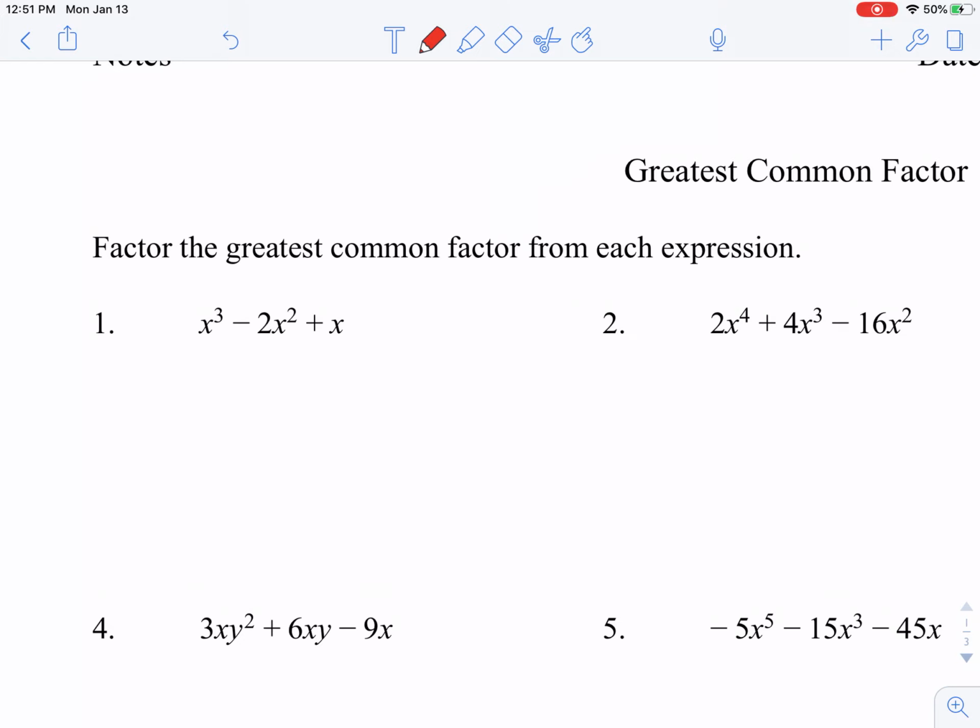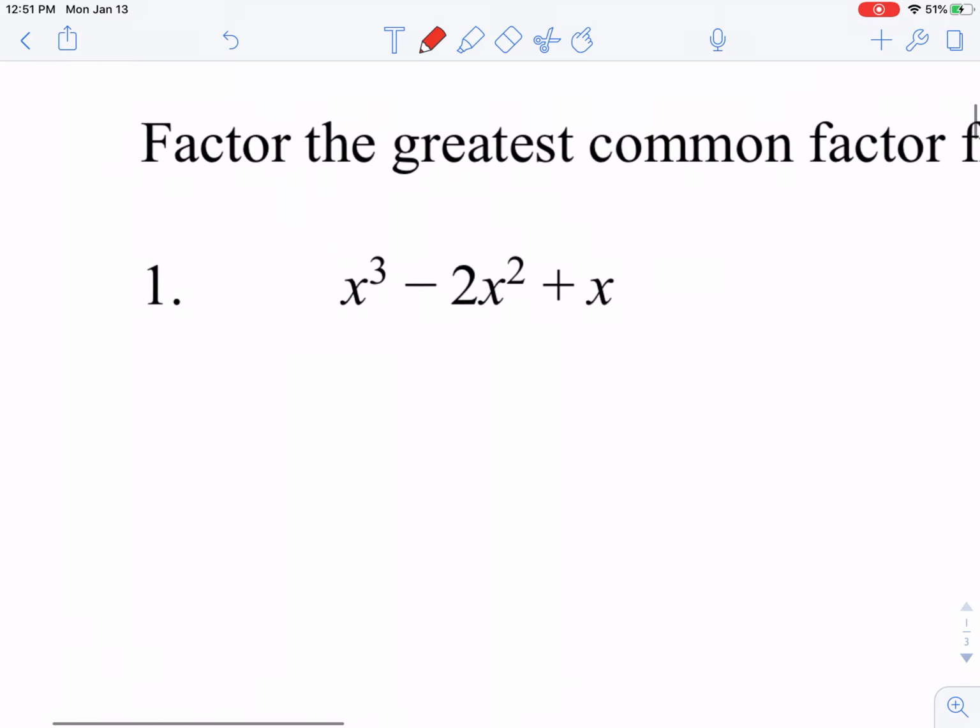If you remember way back in middle school, we talked about greatest common factor. That is the number or variable of the highest power or order that we can pull out from each of our terms in our expression. So if we look at our number 1, we have x cubed minus 2x squared plus x. So we want to think about what we have in each of those terms.